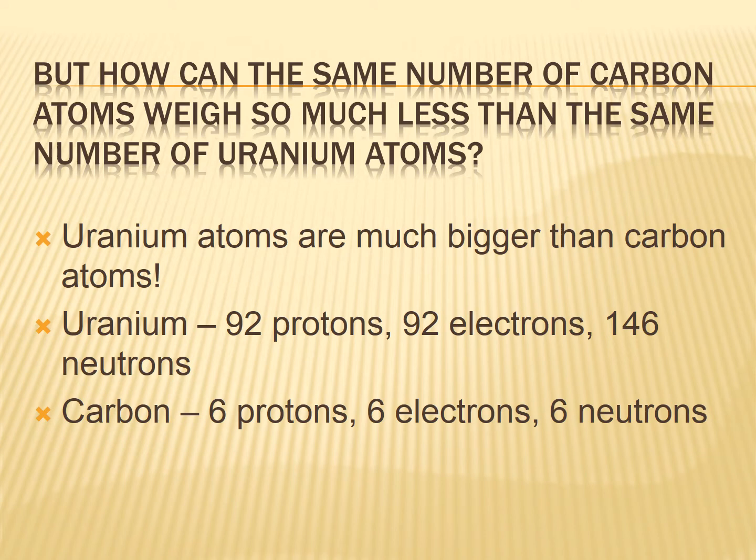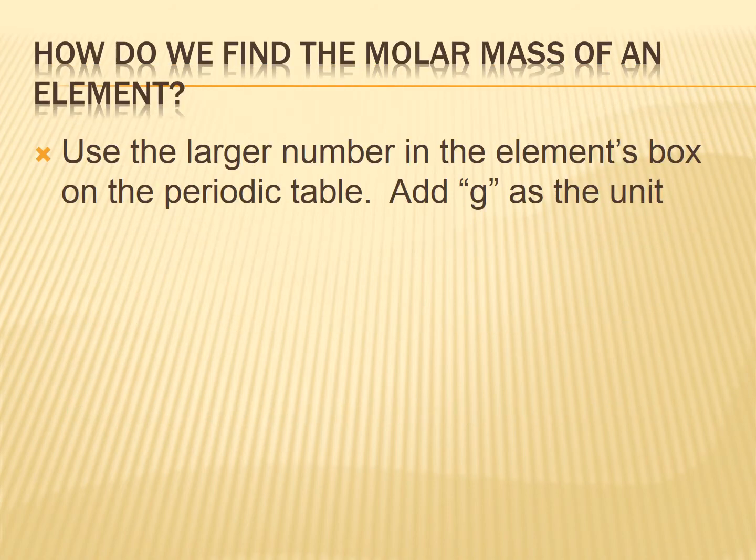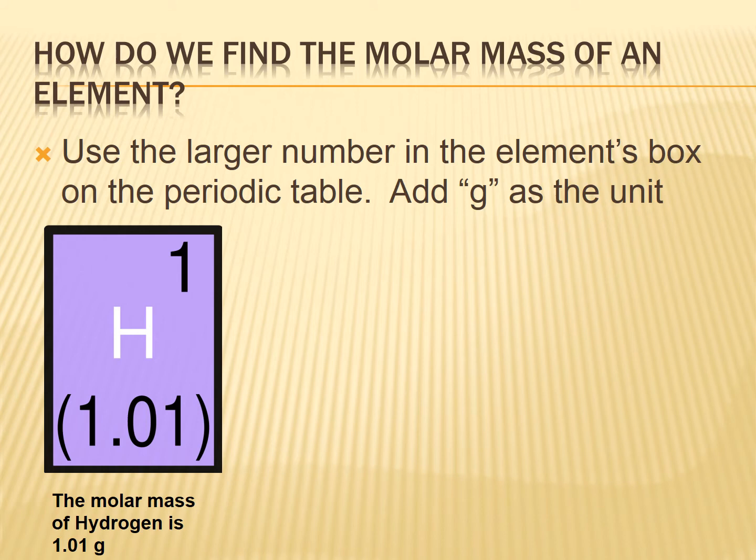This is much different from carbon. It's a much lighter substance. It's only 6 protons, 6 electrons, 6 neutrons. So it's much different. One's a heavier atom. So we just look at the larger number in the periodic table and we're just going to add grams.